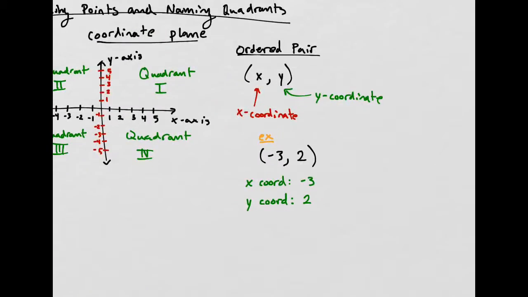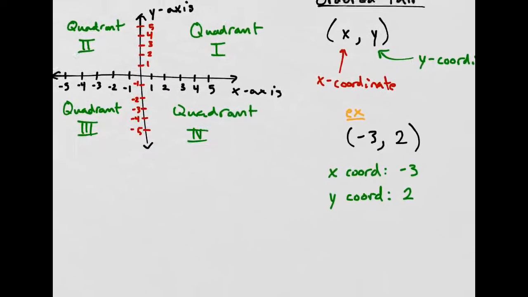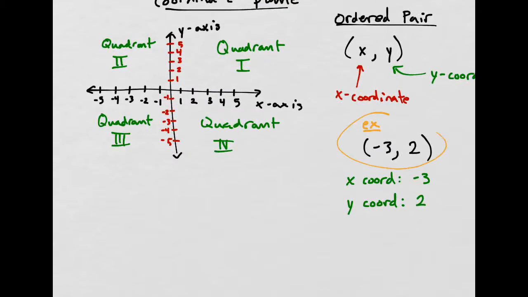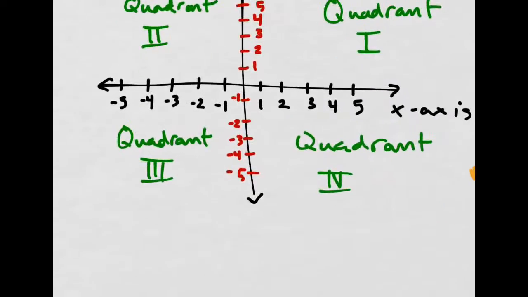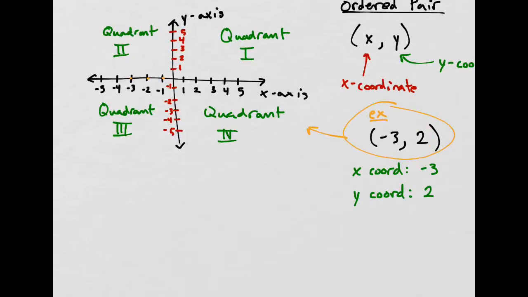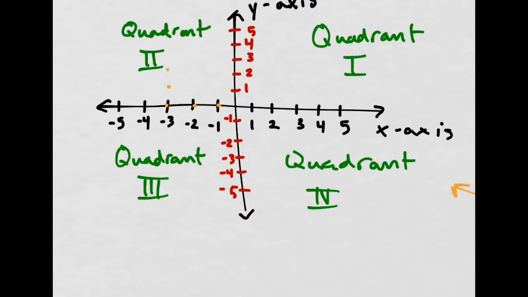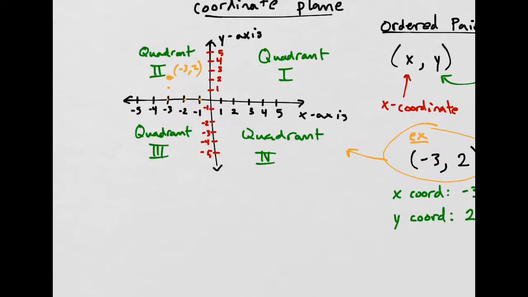And we'll see how to plot those. If I wanted to plot this on my coordinate plane, I would do this. I always start out with my x, and it says -3. So I'll go 1, 2, 3, to -3. Then up 1, 2, and then plot it. So that's (-3, 2). You have to do both of them first before you put a dot on. A lot of people mess that up.